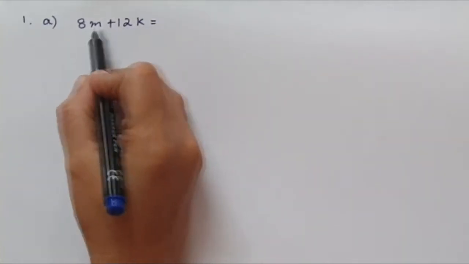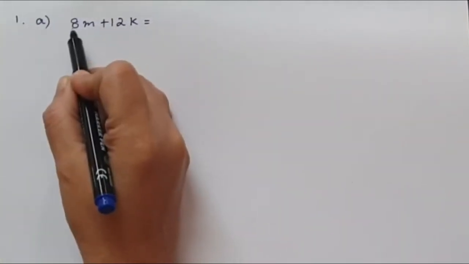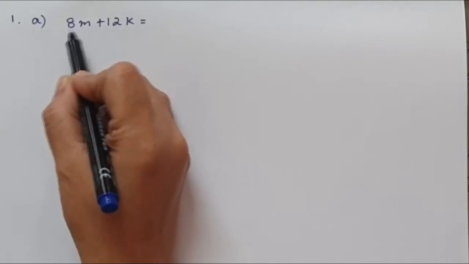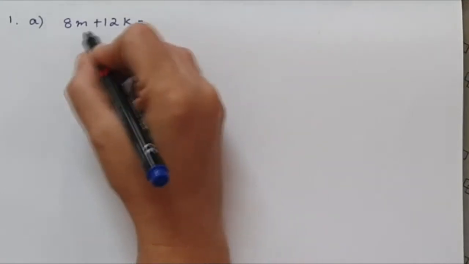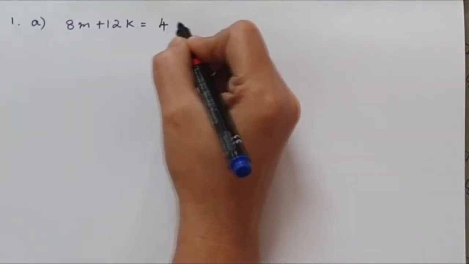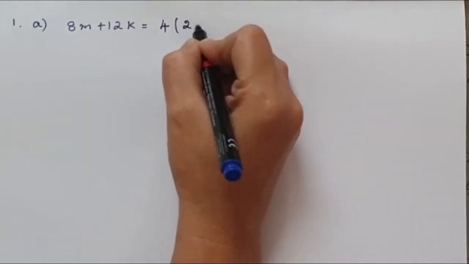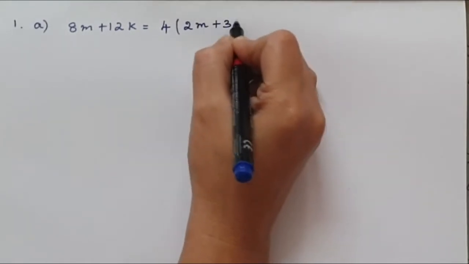When we check this, the alphabets are not similar, only the numbers. Here, this 8 is divisible by 4 as well as 12 is also divisible by 4. So the common factor is 4. So take that 4 outside. So the left out is 2m plus 3k.